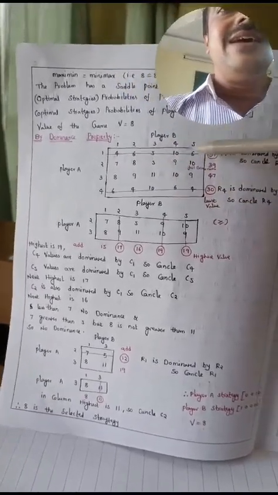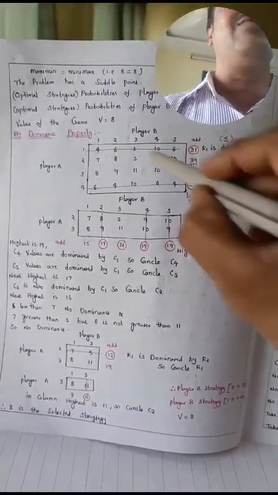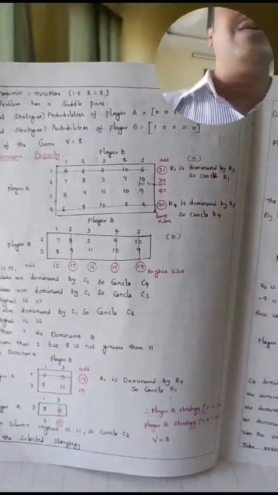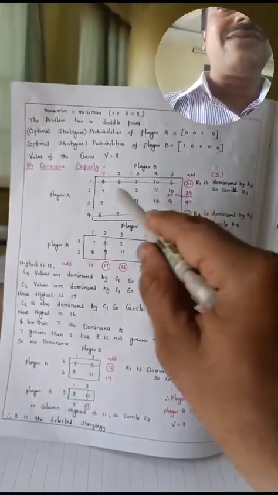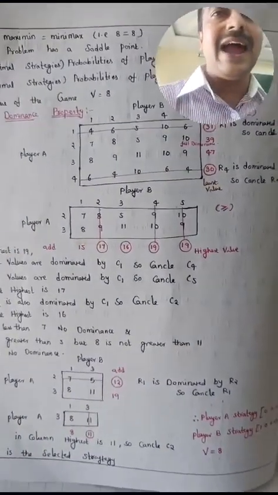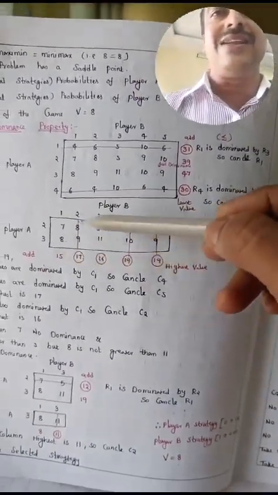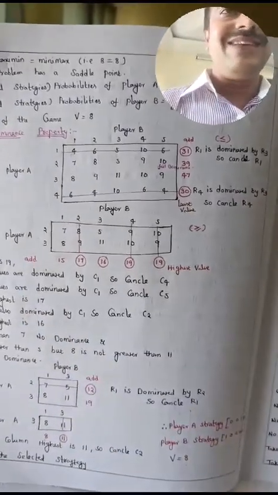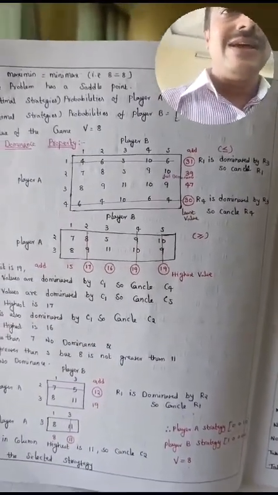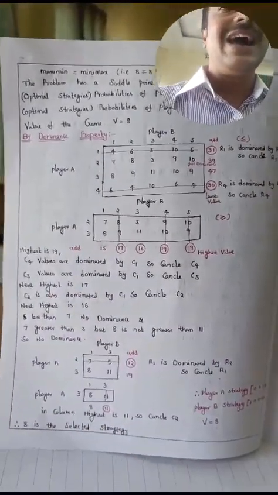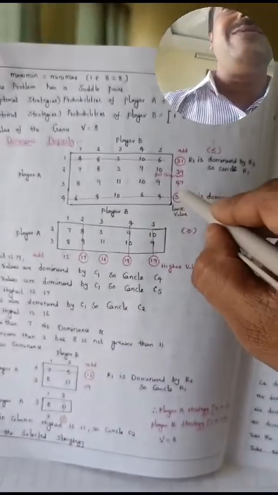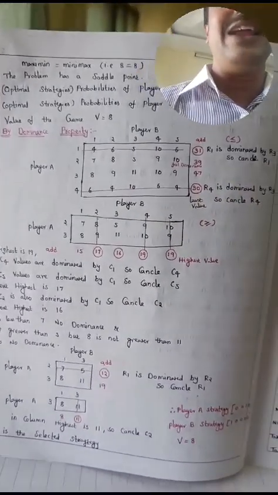4 is less than 8, 6 is less than 9, 5 is less than 11, 10 is equal to 10, 6 is less than 9. So this row is dominating this. So I will cancel the first row, and whatever is left, rows 2 and 3 are considered, and the columns are considered, and again I add the elements: 7 plus 8 is 15, 8 plus 9 is 17. From these I will consider the highest value. In the rows I consider the least, in columns I consider the highest. In rows the least will be eliminated, in columns the highest will be eliminated.